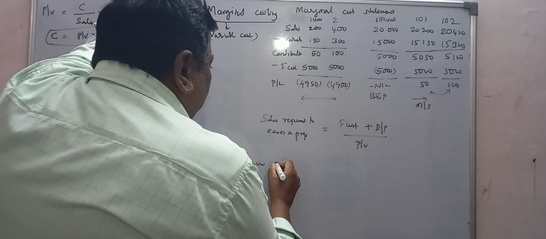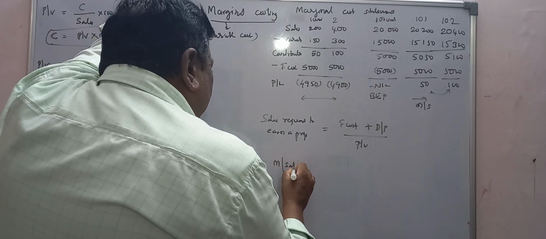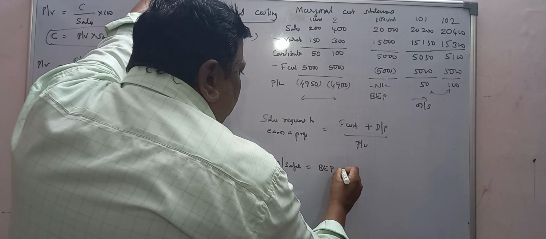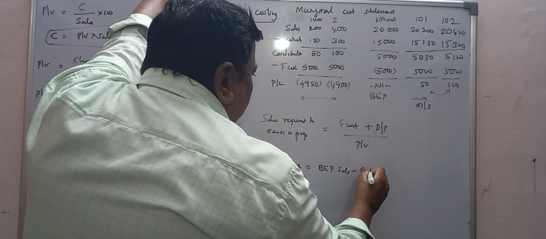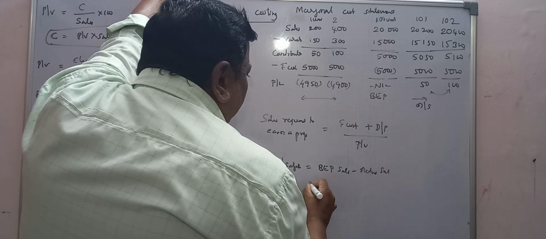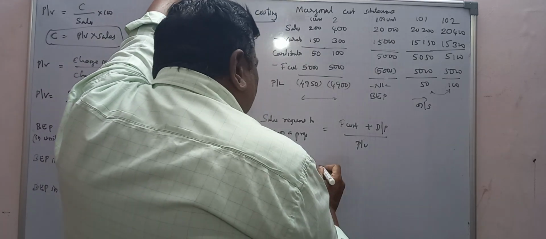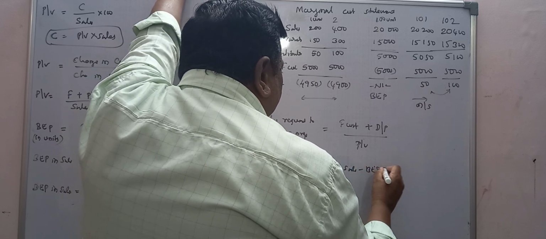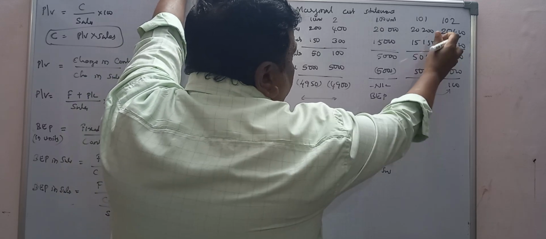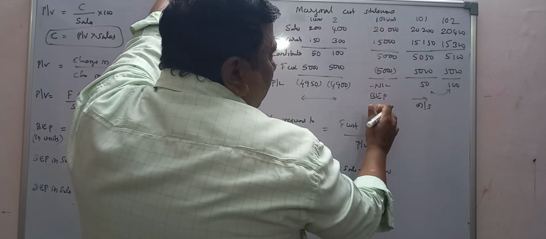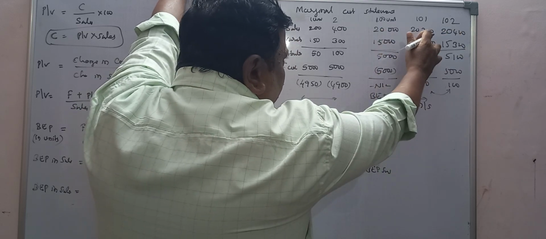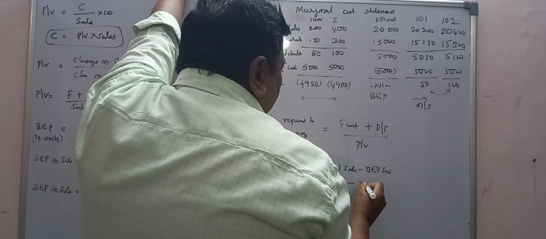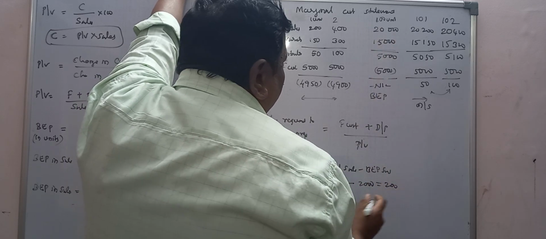One more, margin of safety. I said margin of safety, when I know BEP sales, right? Actual sales minus BEP sales. Sorry, this is reverse. What is actual sales? See, this is BEP sales, right? Actual sales. If I took 20,200, 20,200 minus 20,000, that is 200 sales.